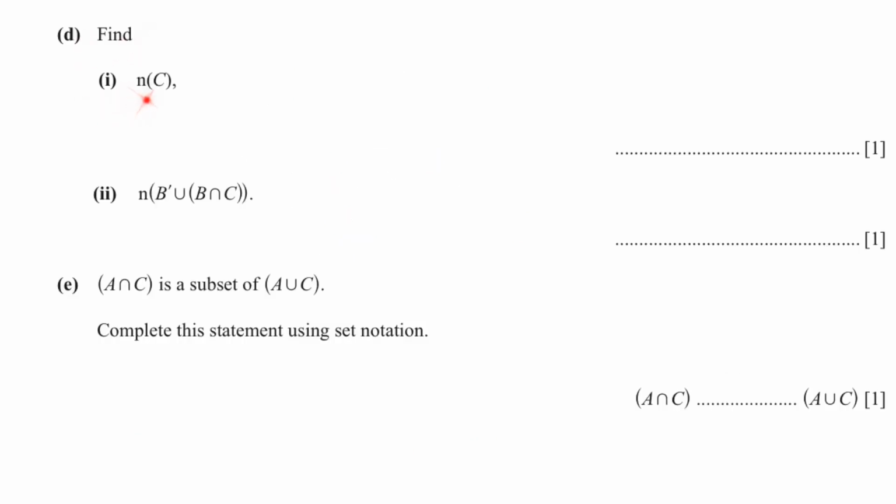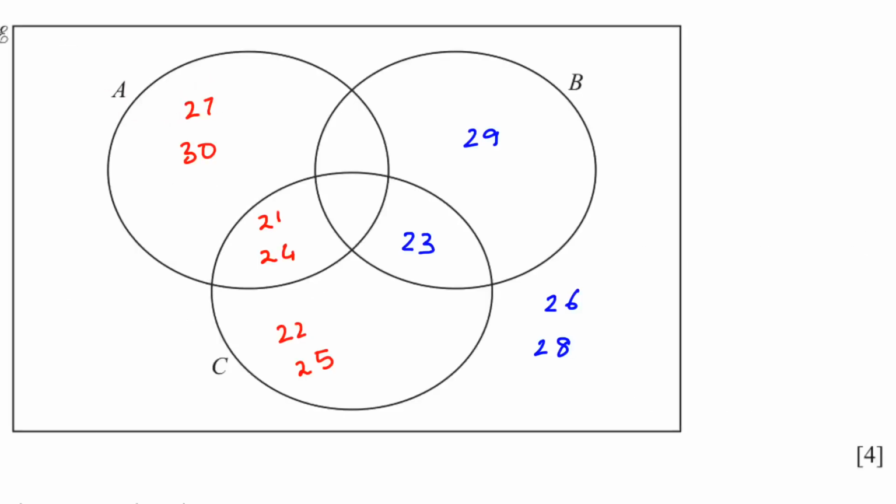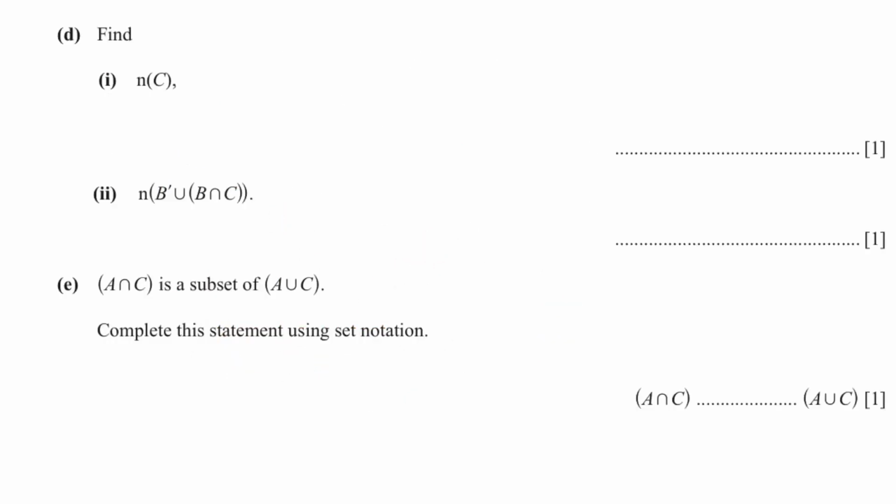Part D1, n(C). n(C) means the number of elements in C. So this is C. How many elements do we have? 1, 2, 3, 4, 5. And we'll write down 5.